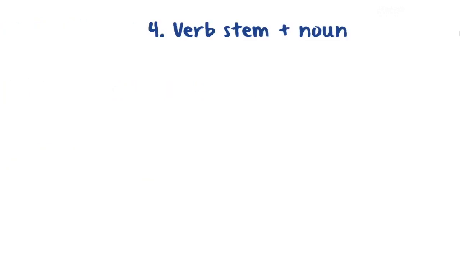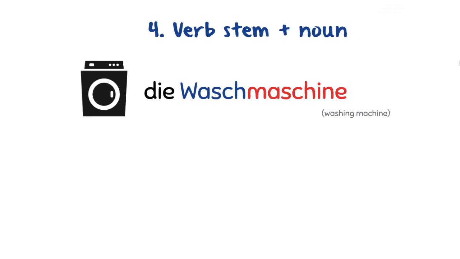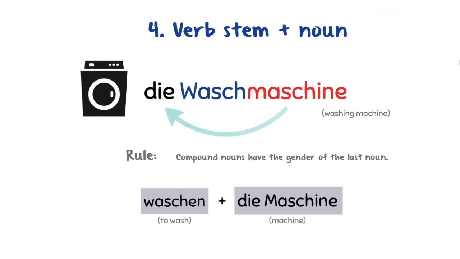Case number 4, verb stem plus noun. Here we have the word die Waschmaschine, which can be translated as the washing machine. Here we have the verb waschen, to wash, and die Maschine, the machine. Remember the rule: compound nouns have the gender of the last noun, Maschine, die Maschine, therefore die Waschmaschine.